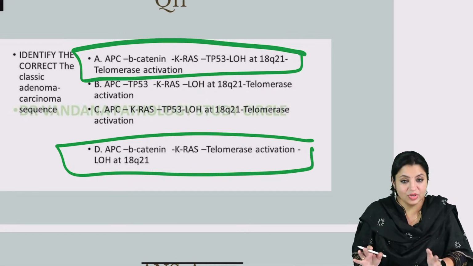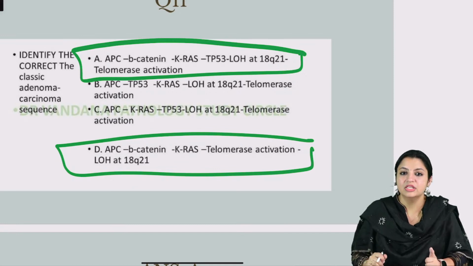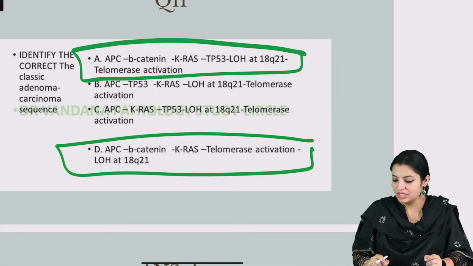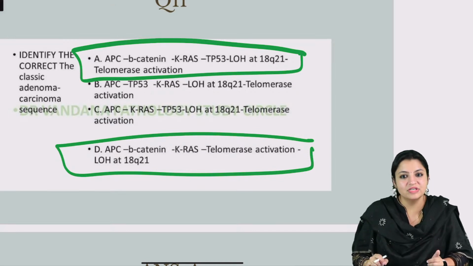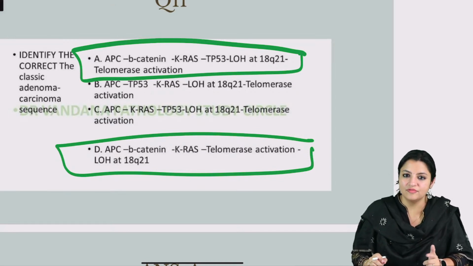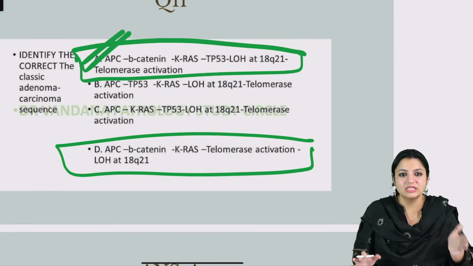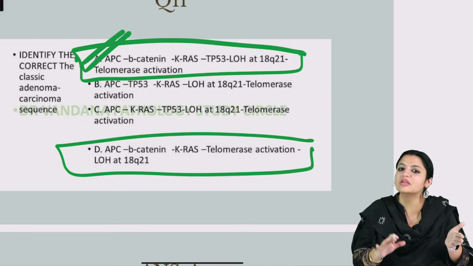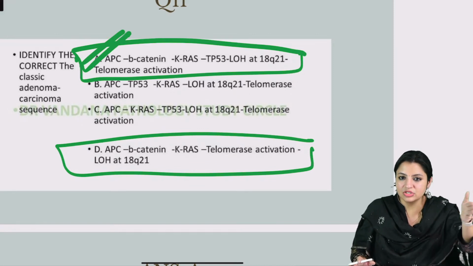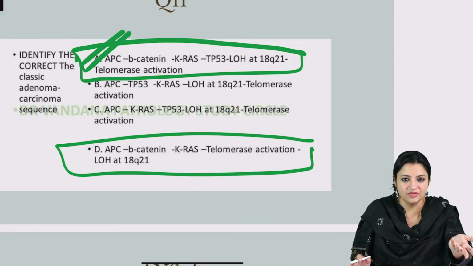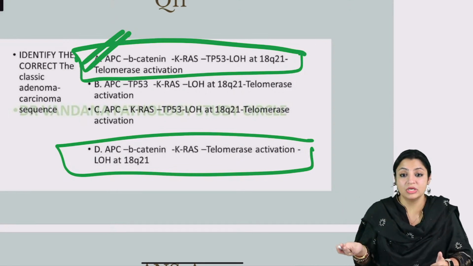There is one basic difference. Now the second clue that you have to remember always: telomerase activation is always the last step. So telomerase should always come last. That's enough for me. The answer is A. Even if you don't know anything in between, you should be very clear: first both APCs are lost, beta catenin is activated, and after that the last should be telomerase activation.